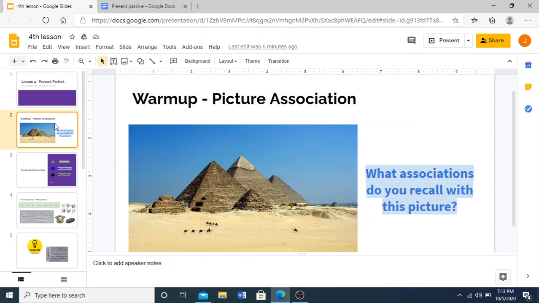One more picture. This picture is supposed to remind us of one thing that we've done before. So, what association do you recall with this picture? What does this picture remind you of? This is a picture of what? Desert, a few pyramids. What does it remind you of?